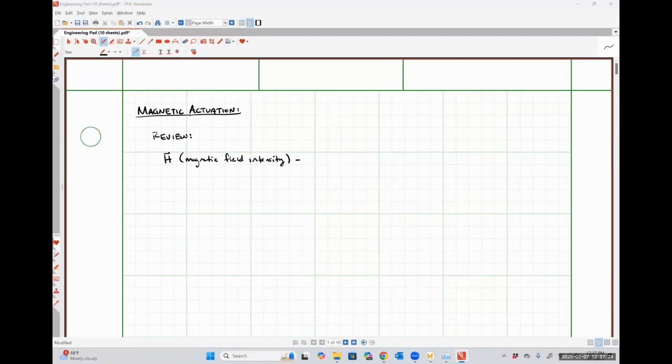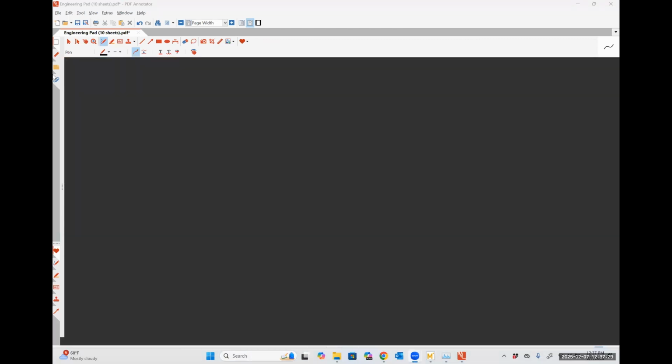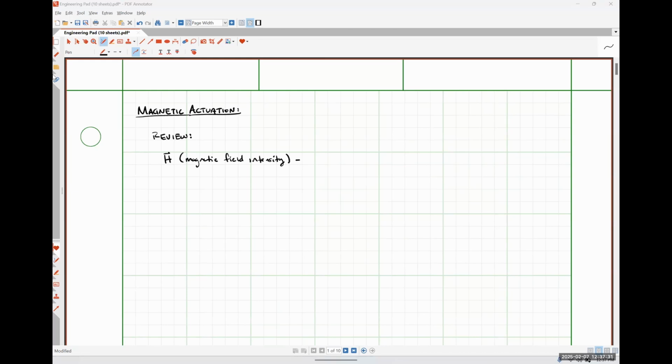So we're talking about magnetic actuation. We are reviewing some topics. So our H field is our magnetic field intensity. It is the driving magnetic influence external to a material. So I'm going to underline this external here. Essentially, it is the thing that we control.